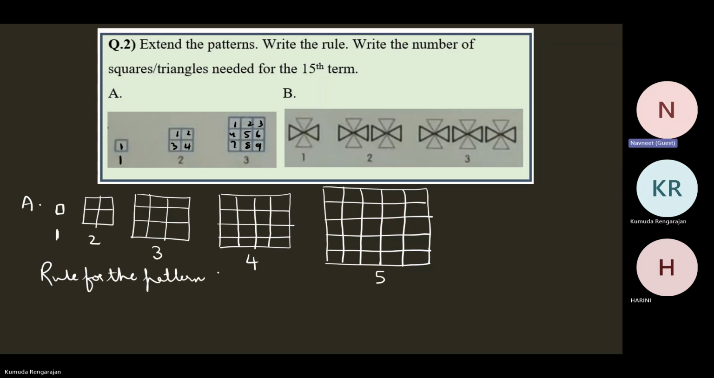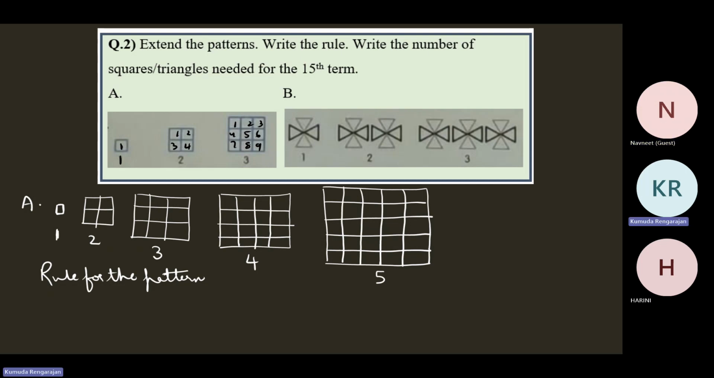Ma'am, it's increasing by 1. Oh, no. Now, how did we find the terms? Ma'am, n plus 1. No. What did we do? Ma'am, 1 square. Yes, Harini? Ma'am, 1 square, 1. Correct. 1 square we did, then we did 2 square, then we did 3 square. So what will be the rule? Ma'am, n square.